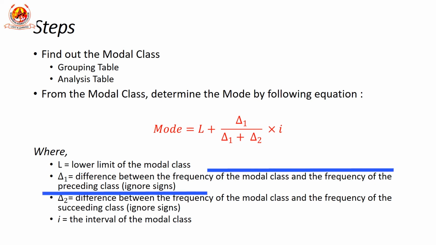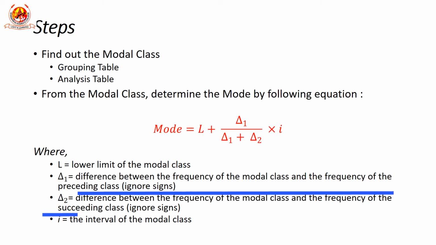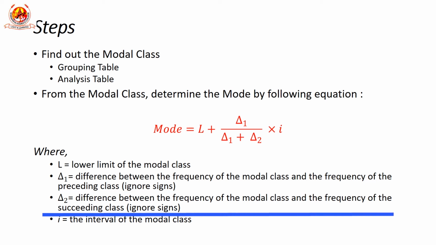And delta 1 is the difference between the frequency of the modal class and the preceding class. But here you have to ignore the negative sign. When the difference gives a negative value, we will omit the sign. And delta 2 is the difference between the frequency of the modal class and the succeeding class. Then we have L plus delta 1 divided by delta 1 plus delta 2, into I.